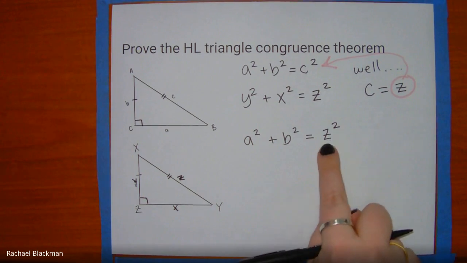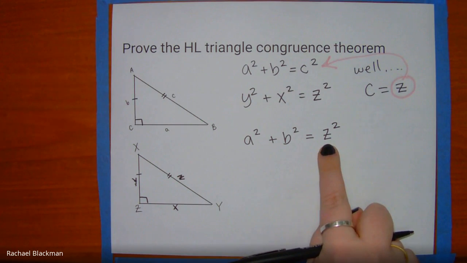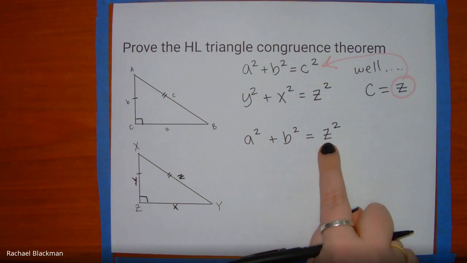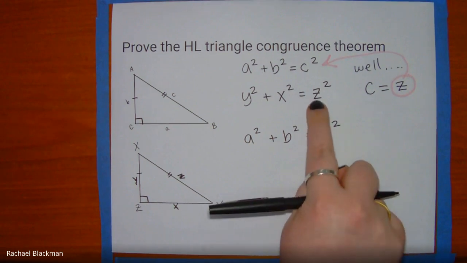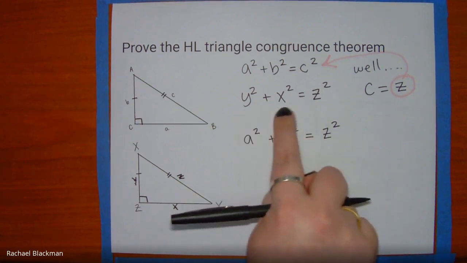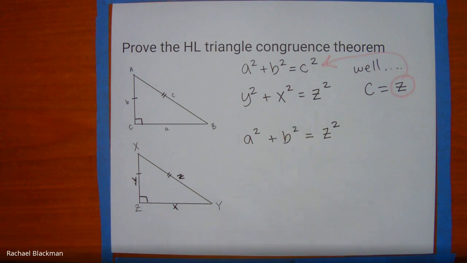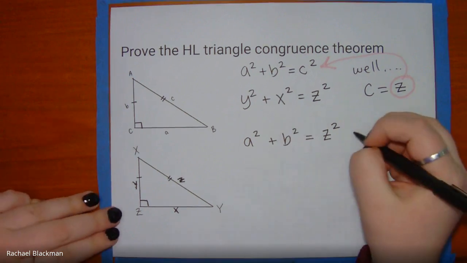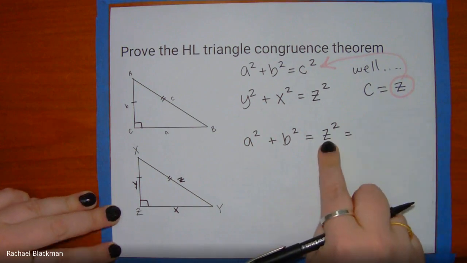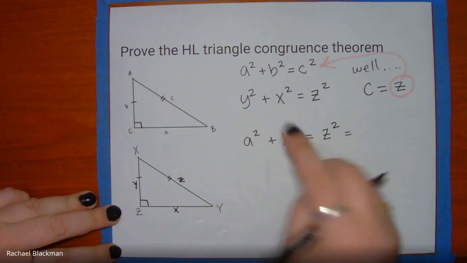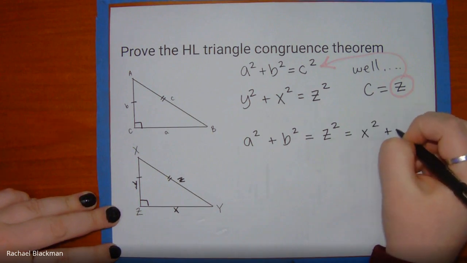Okay, is Z squared equal to anything else? Is that equal to anything else? What do we think? I mean, I see it right here, right? It's got to be equal to the y squared plus the x squared. So I'm just going to make a little bit longer equation and say, well, z squared is also equal to, let's just rewrite this, x squared plus y squared.